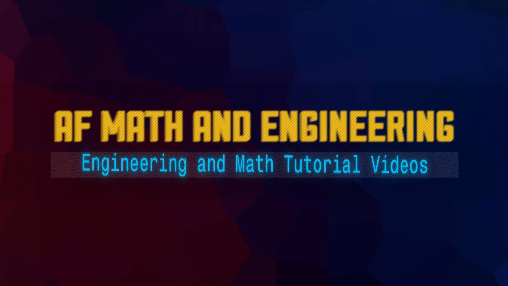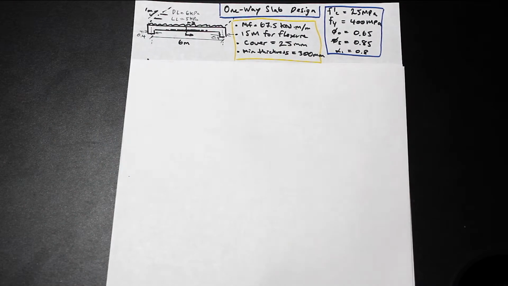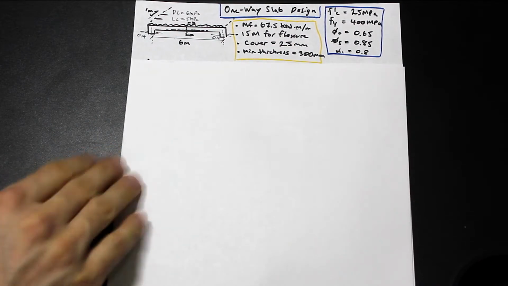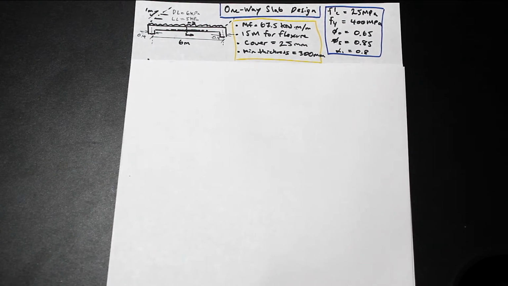This is a continuation of the first part of a series of videos that we're doing on one-way slab design according to the Canadian Concrete Code. If you haven't seen the first video, go back and check it out. It's in the description and in the comments below. We do a lot of explaining there in terms of what's going on and how we look at one-way slabs, so don't just start with this video. If you're here from the first video, welcome back.